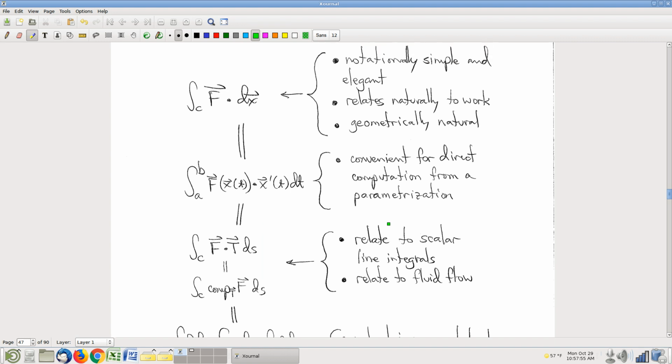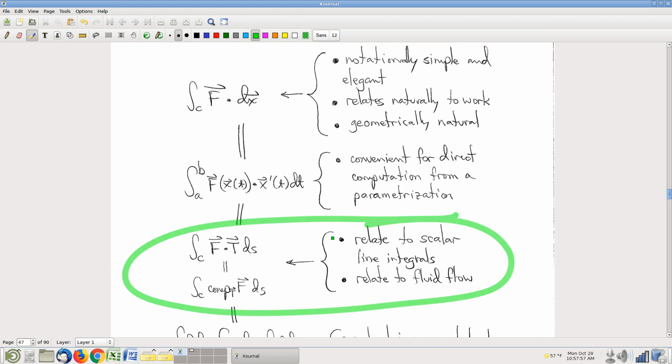Okay. There's these two notations. Again, they all represent the same thing, right? These two notations are conveniently relatable to fluid flow. And they also are sort of, I'm going to say, consistent with scalar line integral notation. If you want all your line integrals to kind of look the same, there's that. To me, that's more of a minus than a plus.